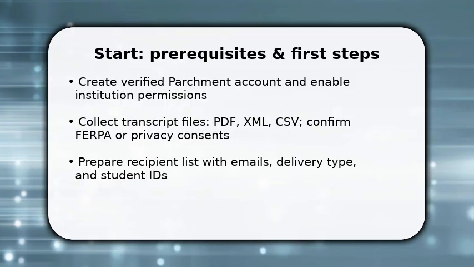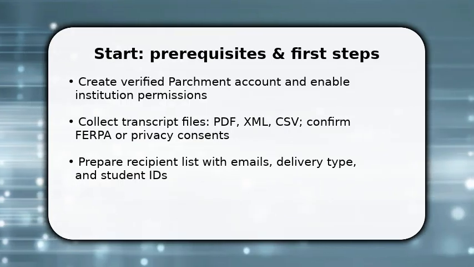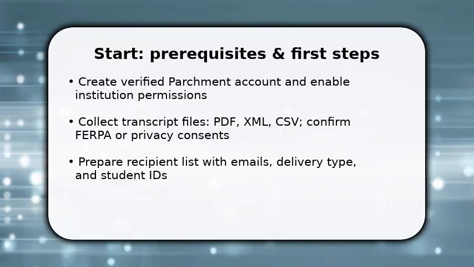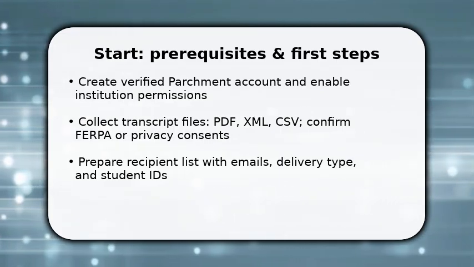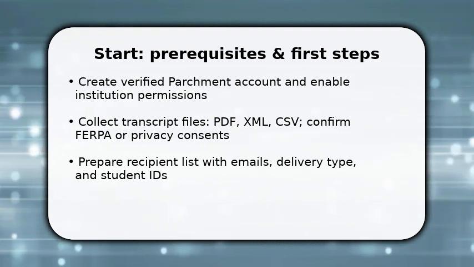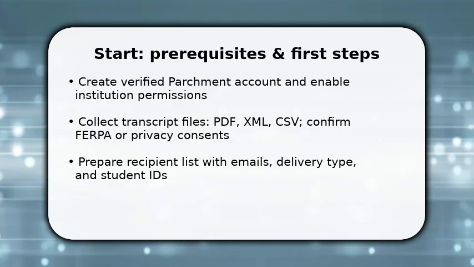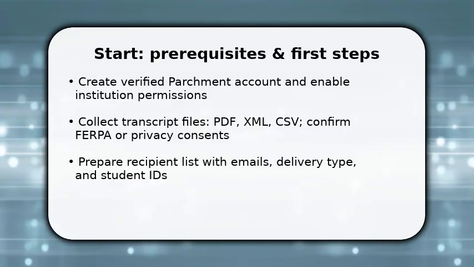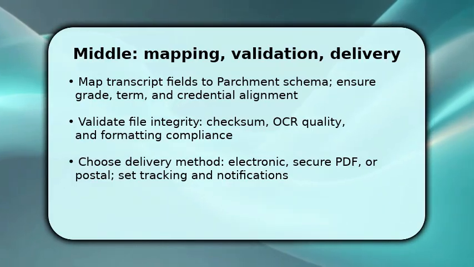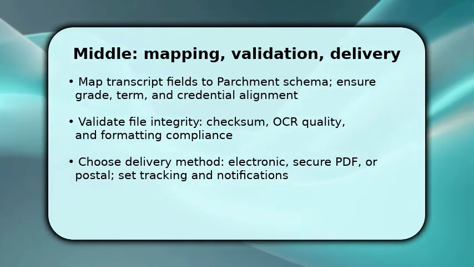Next, build a recipient list with accurate emails, delivery preferences, and student ID to avoid mismatches. As you upload the first batch, watch for simple validation errors and correct them now so the rest of the workflow runs smoothly. Next, map your transcript fields to Parchment schema so grades, terms, and credentials align correctly with recipient expectations. Make sure validation passes.